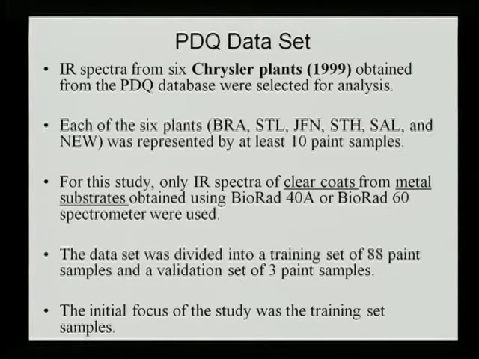The sample problem that I'm going to use to demonstrate this methodology consists of IR spectra from 6 Chrysler plants. These paint samples were produced in 1999. They were obtained from the PDQ database, and they were selected by the RCMP for analysis for us to demonstrate our proof of concept. Now, each of the 6 plants, and their abbreviations are shown, has at least 9 paint samples. Sorry for the mistake. Some of these plants are in Canada, some are in the United States, and one is in Mexico. NEW, that's Newark, Delaware.